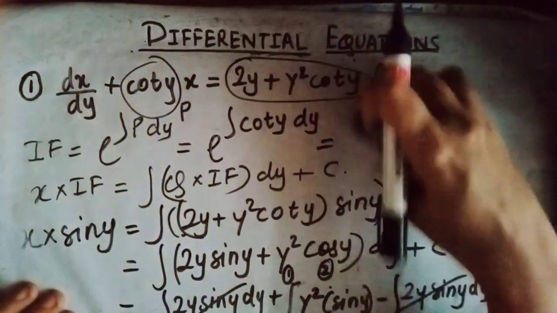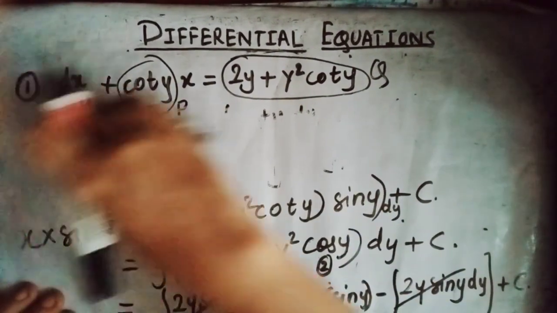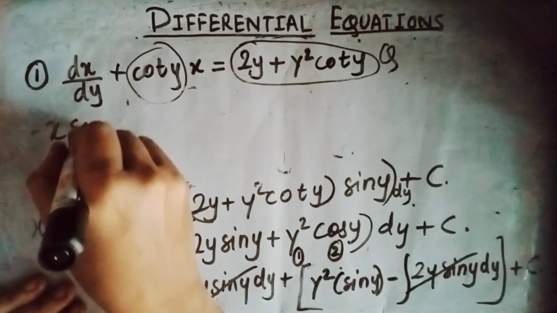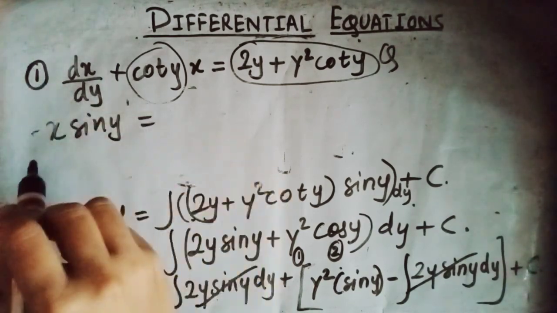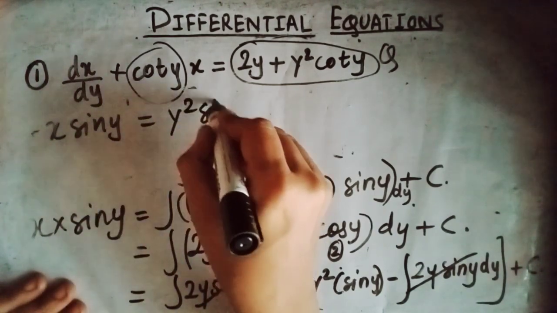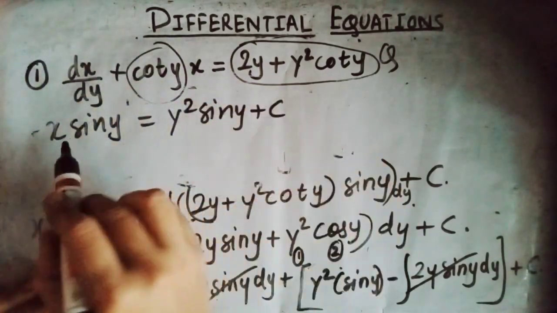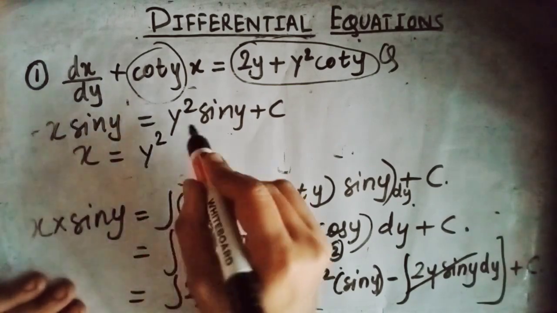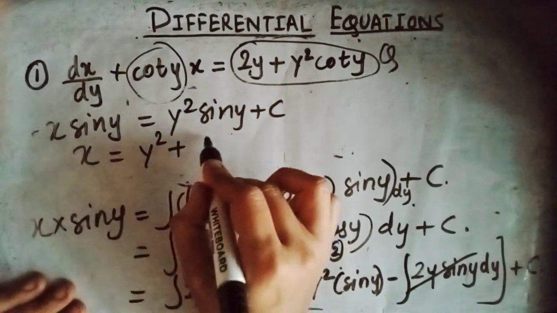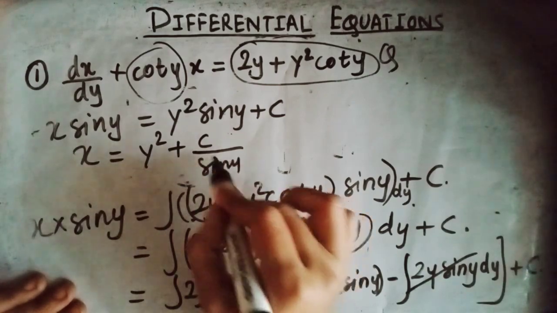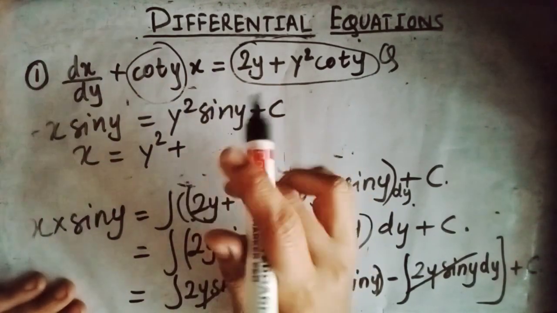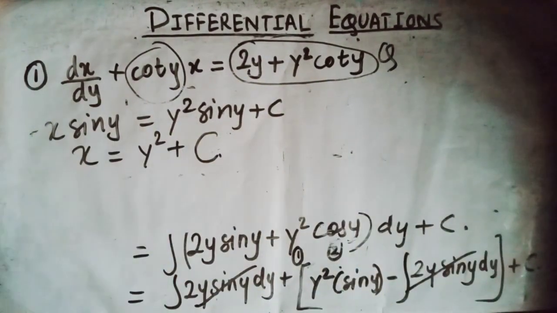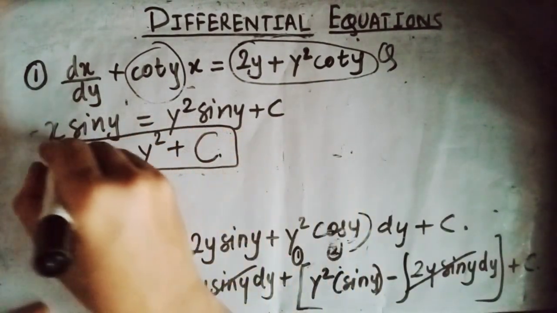So I will write here x sine y equal to y square sine y plus c. You can take this sine y this side, so it will be x equal to y square sine y upon sine y is 1 plus c upon sine y. This is our new c. I can write it as bigger c. Okay, so this is our general solution.